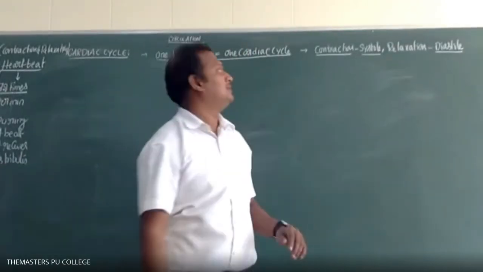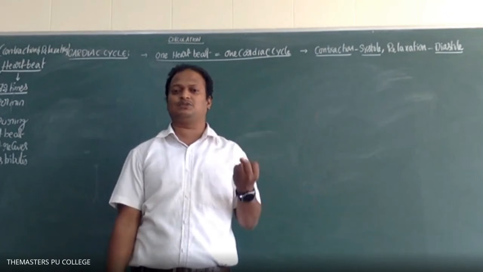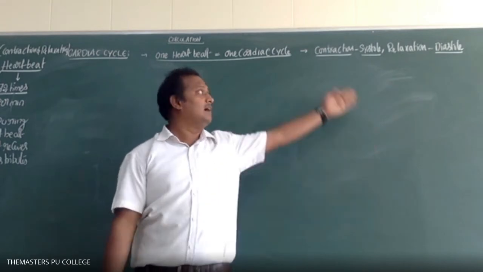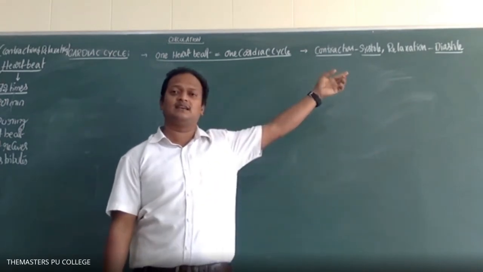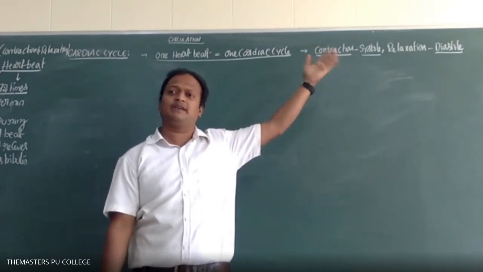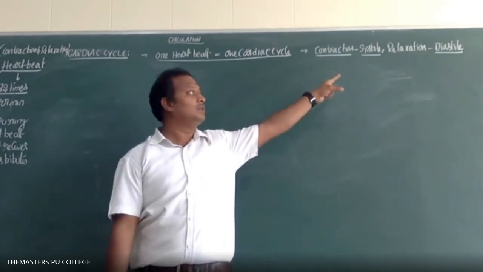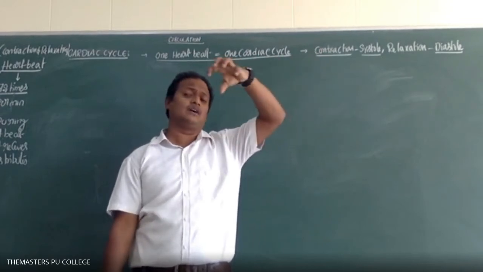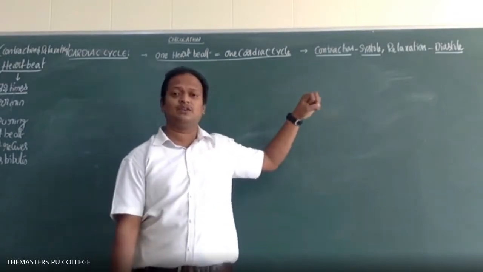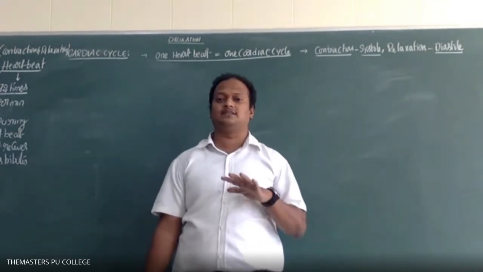Systole and diastole. So auricle contraction means what, students? Auricle systole. Ventricle contraction means what? Ventricle systole. Auricle diastole means what? Auricle relaxation. Ventricle relaxation means what? Ventricle diastole. Is it clear? Contraction is systole, relaxation is diastole. Contraction of the auricles and ventricles means auricle systole and ventricle systole, and auricle diastole and ventricle diastole. Is it clear?